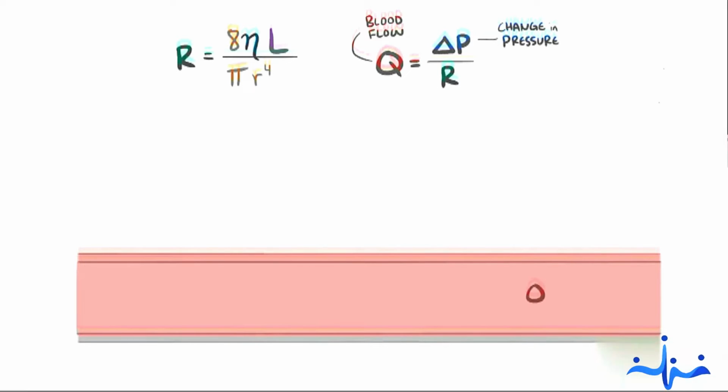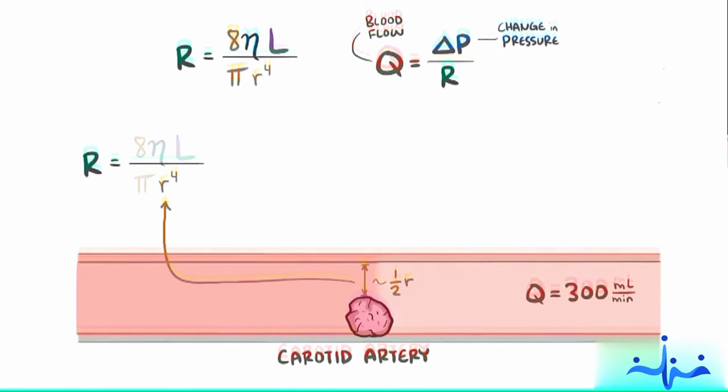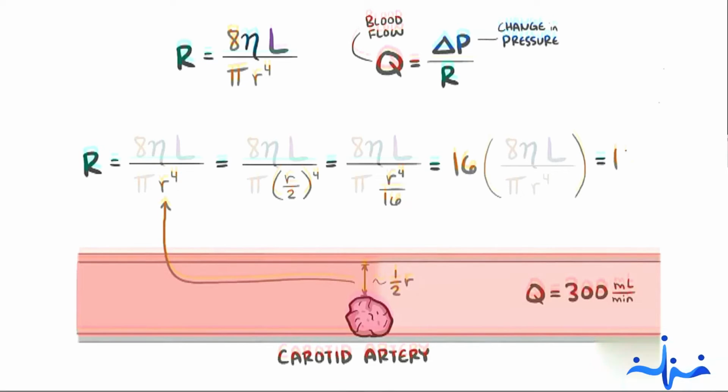Let's say that a person has a blood flow of 300 milliliters per minute going through their carotid artery. And then they suddenly develop a blockage of exactly half the artery, which can happen with a stroke. What would happen to blood flow? Well, a 50% blockage means that the radius is now 1/2 of what it was. And looking at our equation, since nothing else has changed, plugging in 1/2 r for the original r, we get 1/2 r to the fourth power, or 1/16 r to the fourth, meaning resistance goes up by 16 times.